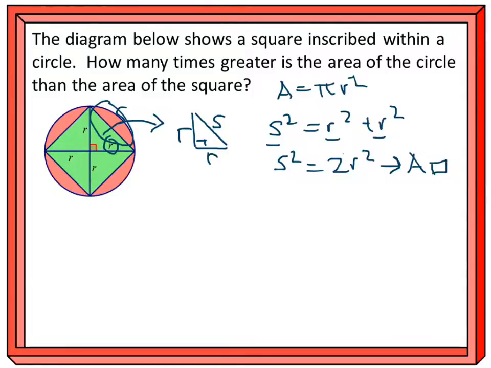Now if I want to know how many times bigger the circle is compared to the square, I'm just going to divide those two things. So I'll put the circle on top.